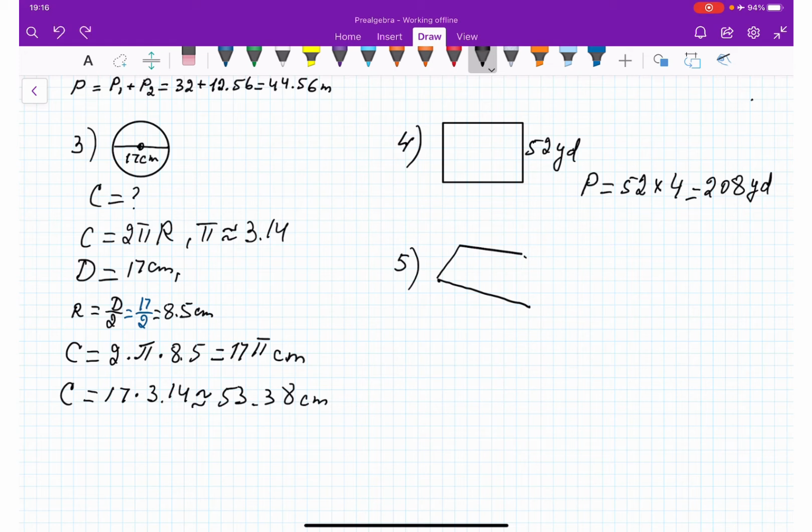I don't even think this is a trapezoid. The sides are not equal, and the top and bottom are not parallel, but that's okay. So we have 3.8 miles, 13 miles, 9 miles, and 16 miles.